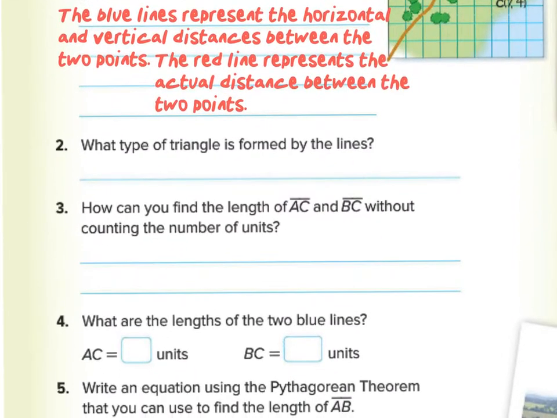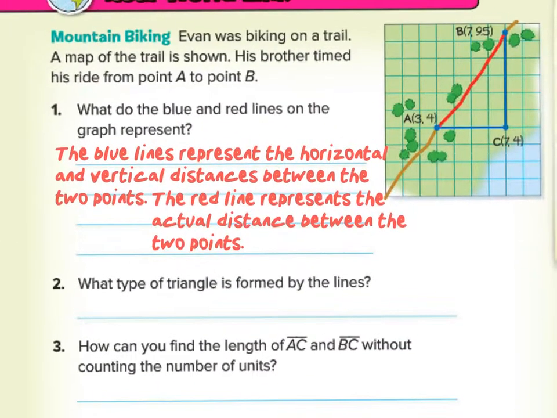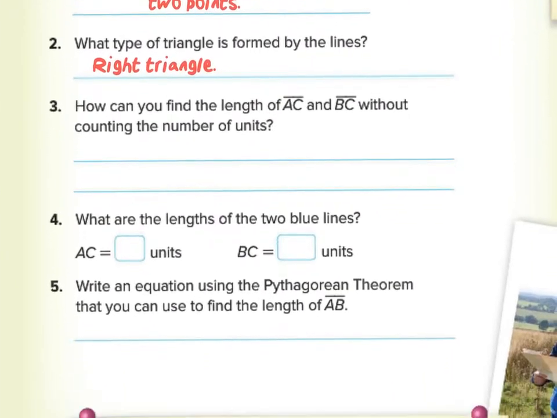Question 2. What type of triangle is formed by the lines? Well, since we have a perfectly horizontal line here and a perfectly perpendicular line there, we know that this is a right triangle.